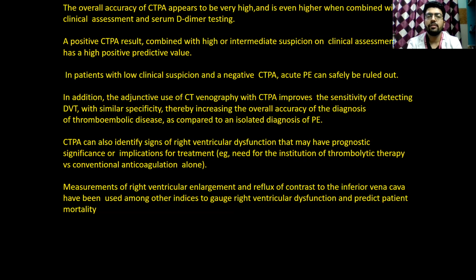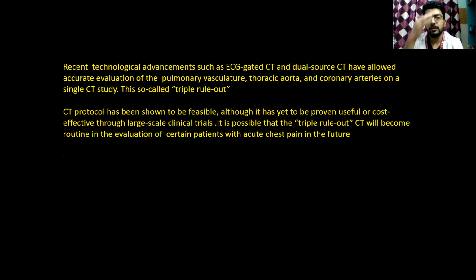In addition, the adjunctive use of CT venography with CTPA improves the sensitivity of detecting DVT with similar specificity, thereby increasing the overall accuracy of diagnosis of thromboembolic disease as compared to an isolated diagnosis of PE. CTPA can also identify signs of right ventricular dysfunction that may have prognostic significance or implications for treatment. Measurement of right ventricular enlargement and reflux of contrast to the IVC have been used, among other indices, to gauge right ventricular dysfunction and predict patient mortality.